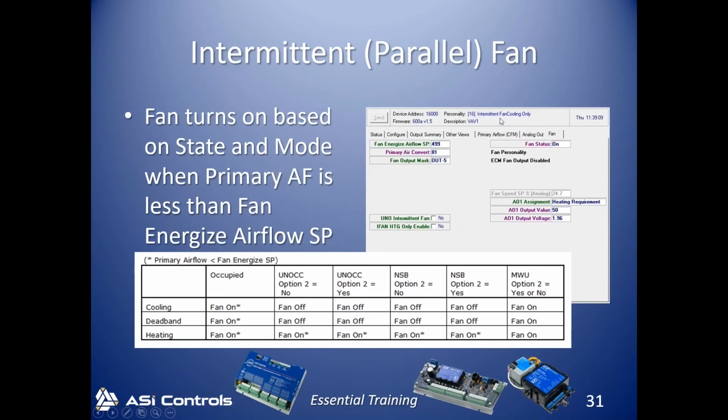For the fan-powered personalities, there's a fan tab, and then I copied this table from the application bulletin. And so for intermittent fan personalities, there's this fan energized airflow set point, which is in CFM. And if the measured airflow is less than the fan energized airflow set point, then anywhere where it says fan on with the asterisk, the fan will be on. So anytime it's occupied, the fan will be on. And then if it's not occupied, the fan only turns on in a low airflow condition while in the heating mode.